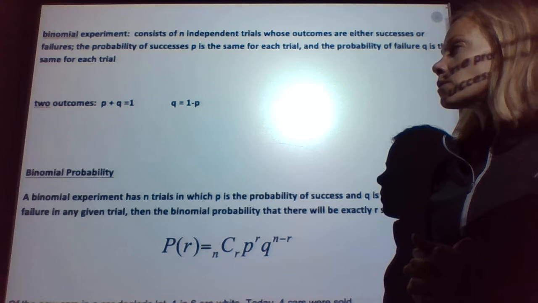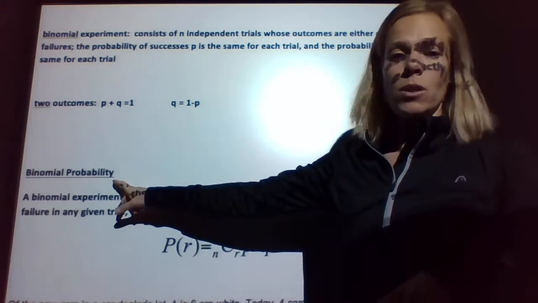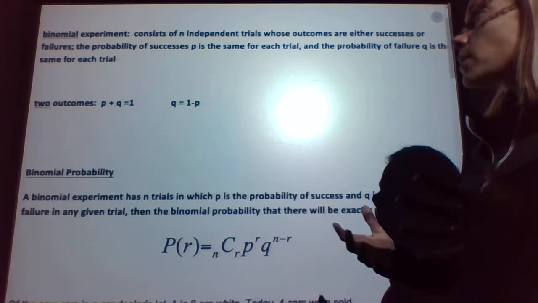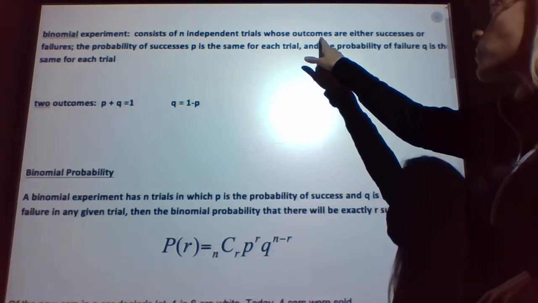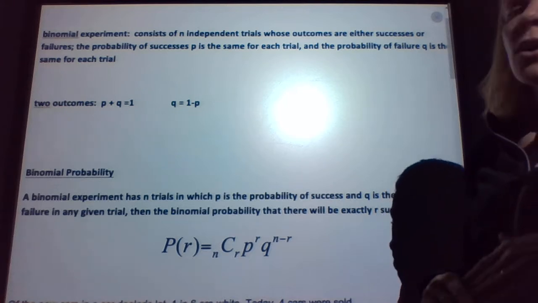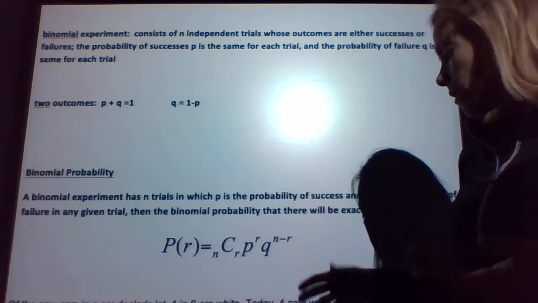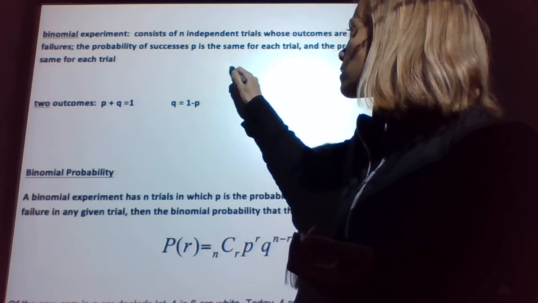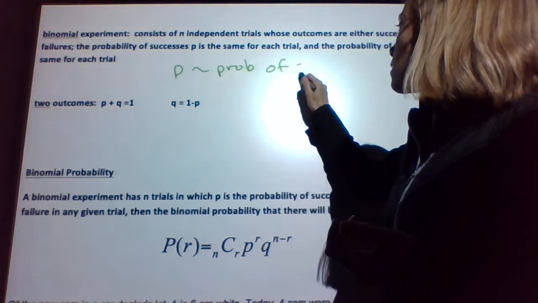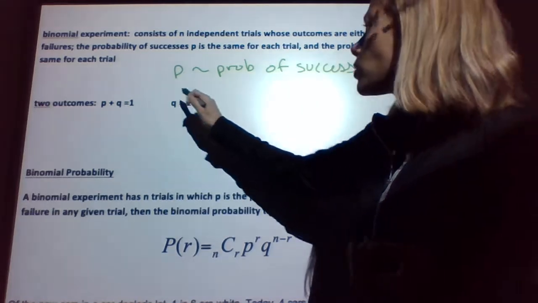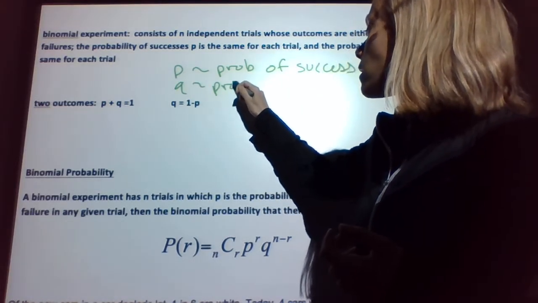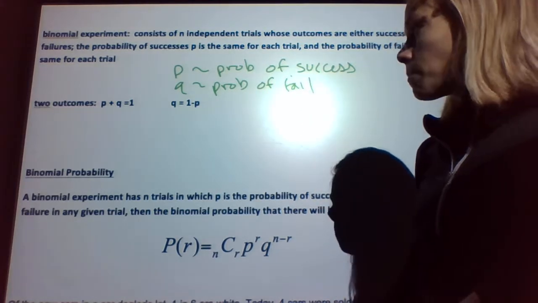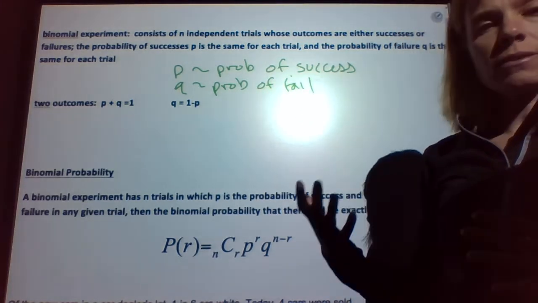4-2, our book introduces us to the binomial probability formula. A binomial experiment consists of independent trials whose outcomes are either successes or failures. P, as you know, would be the probability of success, and Q then is the probability of fail. So P would be the successful outcome.